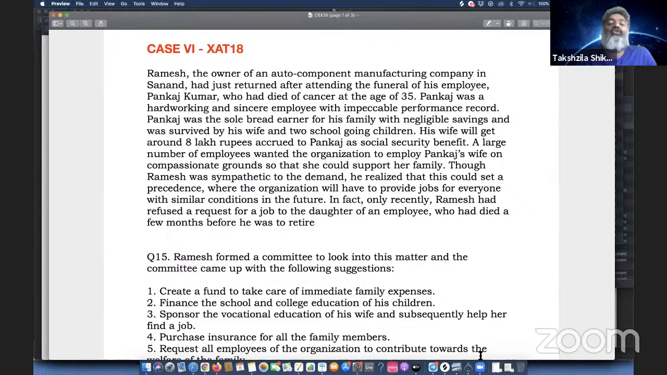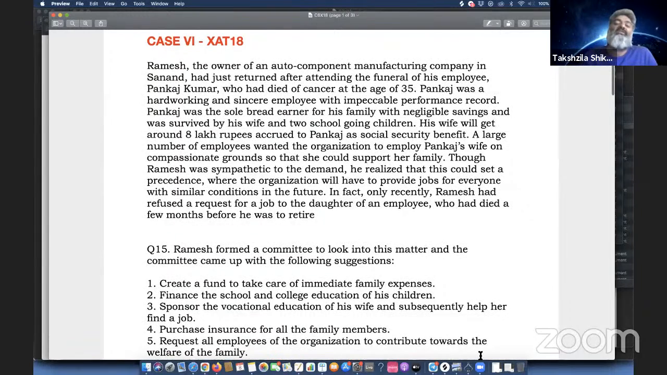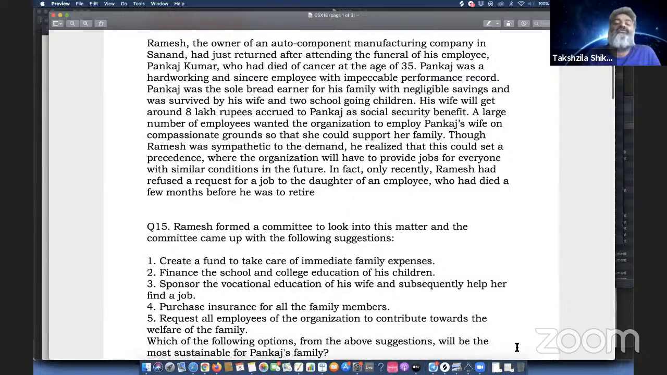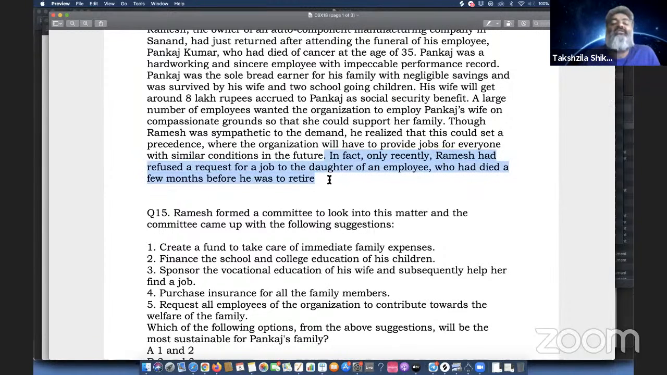A large number of employees wanted the organization to employ Pankaj's wife on compassionate grounds so that she could support her family. Though, keyword, though Ramesh was sympathetic to the demand, he realized that this could set a precedent. That means later more people will ask for the same demand over and over again, where the organization will have to provide jobs for everyone with similar conditions in the future. In fact, only recently Ramesh had refused a request for a job to a daughter of an employee who had died a few months before he was to retire. So he had already said no to a similar request, and I've almost read the whole story.